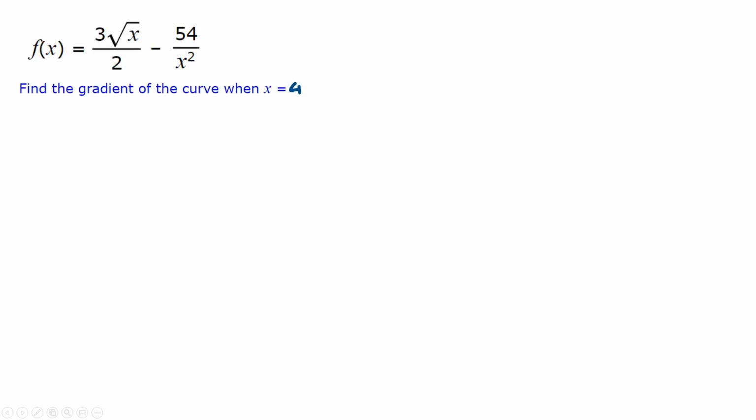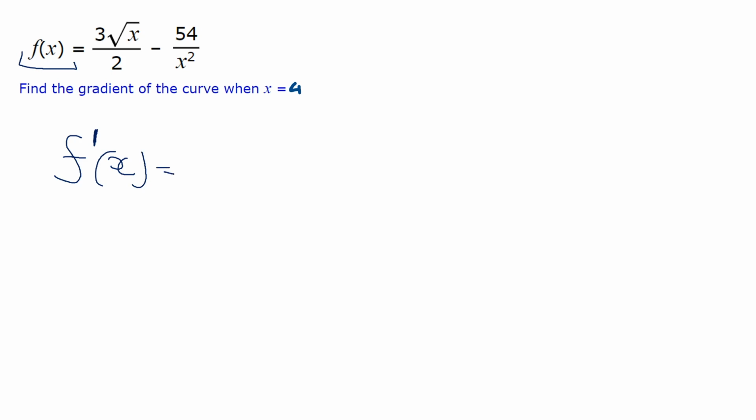So now let's look at this question, which really puts into context the idea of differentiation. Find the gradient of the curve when x equals 4. The first thing we're going to do is differentiate. Now, because this is in the form f of x, to differentiate it, the correct notation is going to be f prime x. All this means is first differentiation, okay?